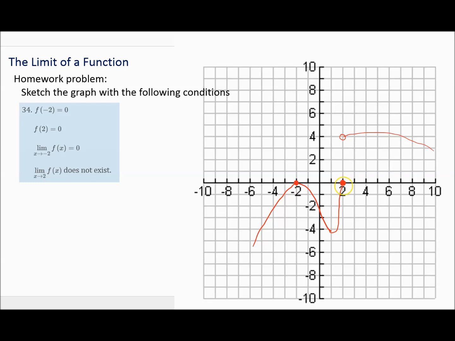F of 2 is still 0. The limit as you go to 2 from the left is 0, but the limit as you go to 2 from the right side would be up here at 4. Okay, again, we all may draw different graphs, yet we could all do this correctly because it meets these 4 conditions. Those are fun examples to me. I think they're worth trying and make you think about what's really going on.